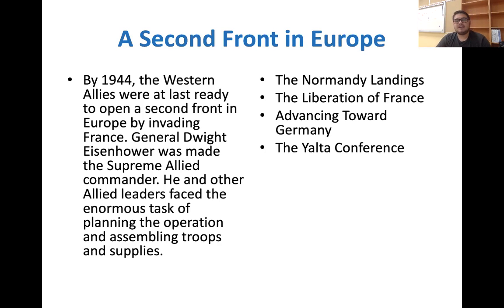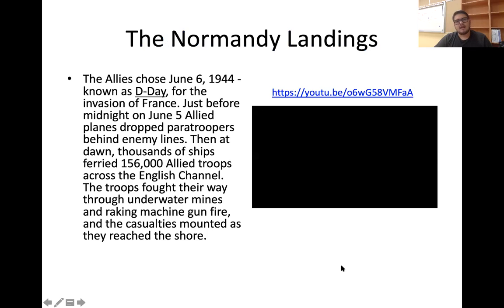He and other Allied leaders faced the enormous task of planning the operation and assembling troops and supplies. Right, so these are going to be the four main parts of the Western Front: the Normandy landings, the liberation of France, advancing towards Germany, and the Yalta Conference. Now, the Normandy landings. The Allies chose June 6, 1944, known as D-Day, for the invasion of France, the beginning of the liberation of France.